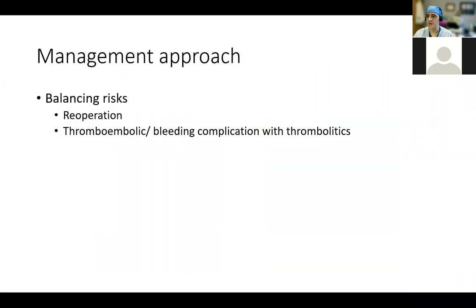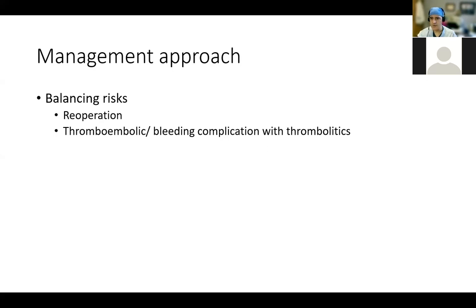So what's the management approach in this setting? We've made the diagnosis now, and unfortunately that diagnosis took several days, if not a week more, to make. And it's really about balancing the risk. You're trying to evaluate reoperation versus the thromboembolic risk, and in the thrombolytic world, the bleeding complications associated with thrombolytics. And there's been a lot of debate over time. There's still controversy, and you can certainly find evidence supportive of both approaches.